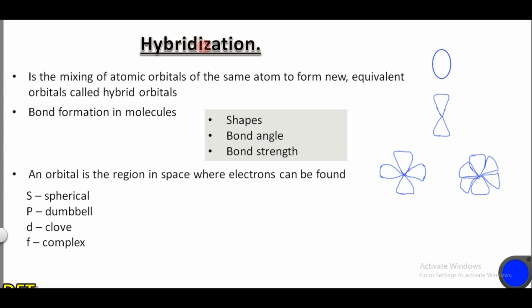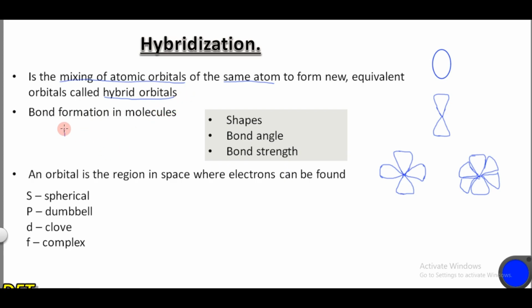So, what is hybridization? Hybridization is the mixing of atomic orbitals. It is the mixing of atomic orbitals of the same atom to form new equivalent orbitals called hybrid orbitals, right? An orbital is simply a space or a region where electrons are found, right? And this is what is responsible for bond formation in molecules, right?